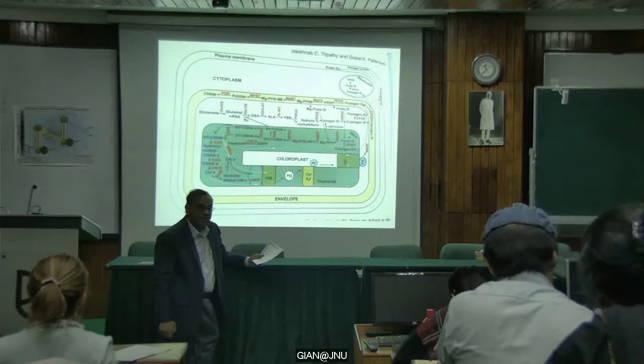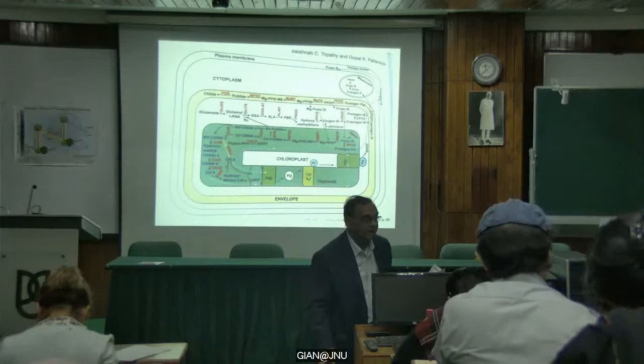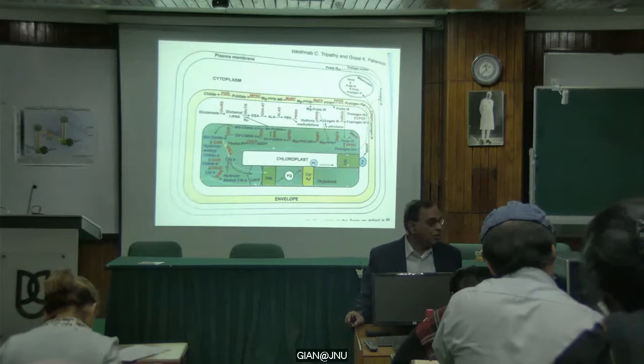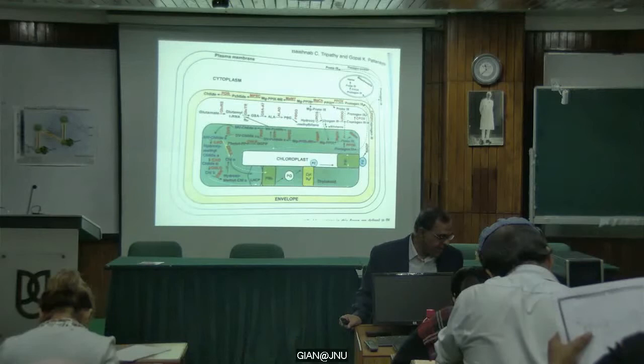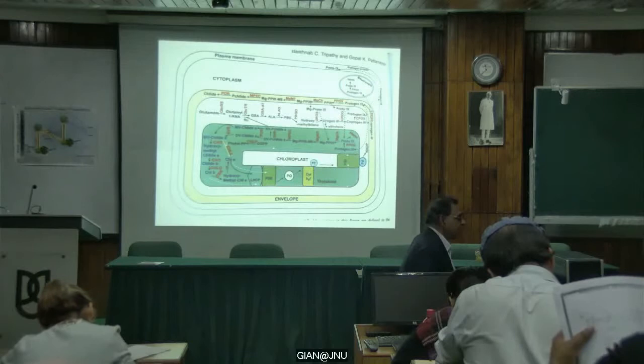It is a pyrrole ring. It's called a pyrrole ring. So four of these pyrrole rings have to combine to form a tetrapyrrole. All the chlorophylls and the heme are called tetrapyrroles. So you can see this pyrrole ring has one acetic acid residue and a propionic acid residue. You see that?